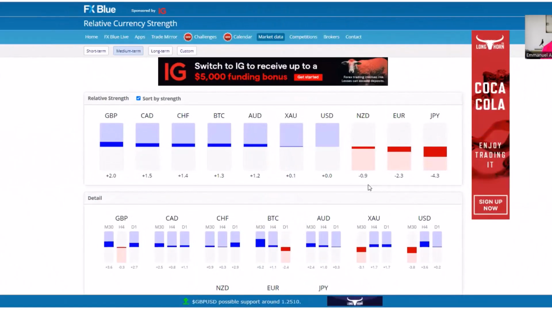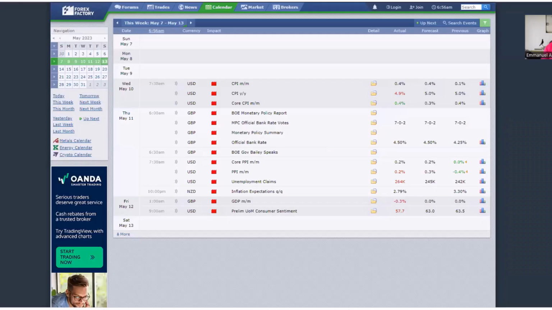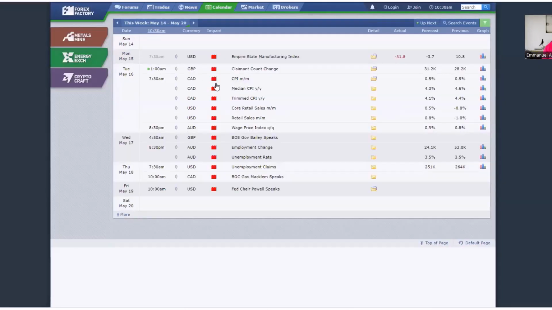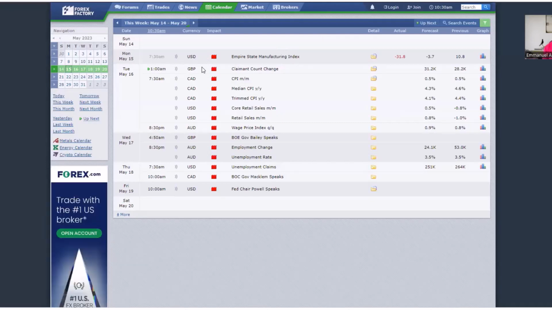All right, so let's start from here. We're going to look into the currency strength for today. As you can see, euro is weak, this is minus 2.3. Euro is weak, and the AUD is strong. I'm looking into the medium term strength. Now let's see what is happening today on the calendar, because if you want to place a trade, you want to be sure that everything is clear. I'm creating this video on a Monday, as you can see, so there is no forthcoming news that will affect either euro or AUD, so we are good with our analysis.